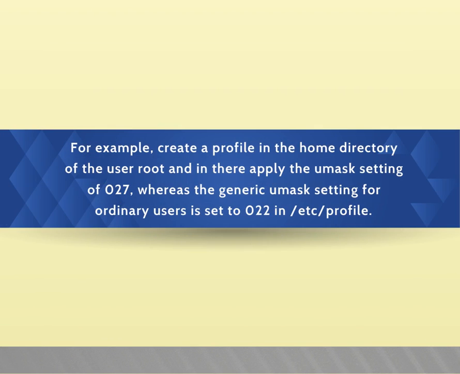For example, create a profile in the home directory of the user root, and in there apply the umask setting for 027, whereas the generic umask setting for ordinary users is set to 022 in /etc/profile.